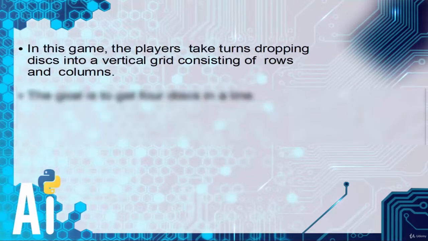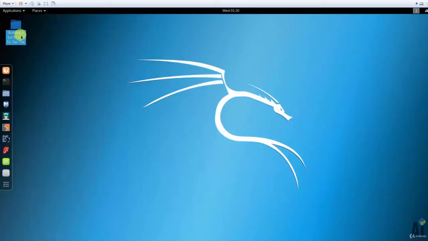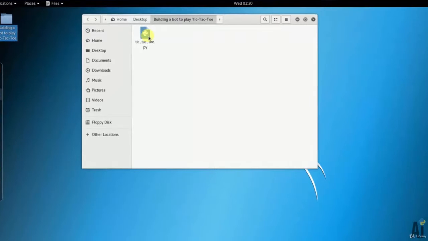In this game the players take turns dropping a disk into a vertical grid consisting of rows and columns. We'll see 3 cross 3. The goal is to get 3 disks in a line. I hope you have heard about this game. Many call it the XOXO game. First, let us see the output, that is, how good it plays.